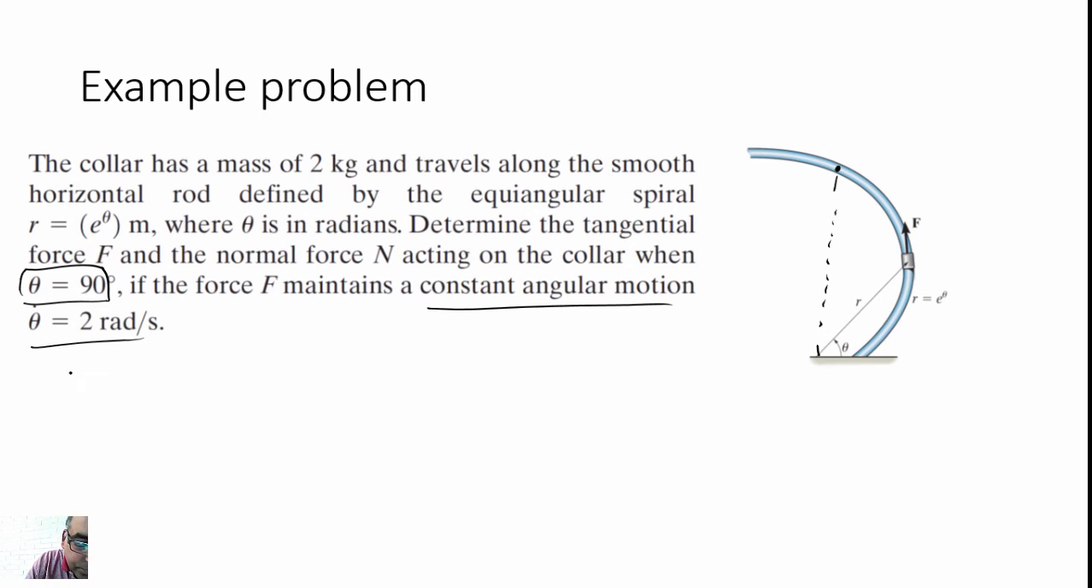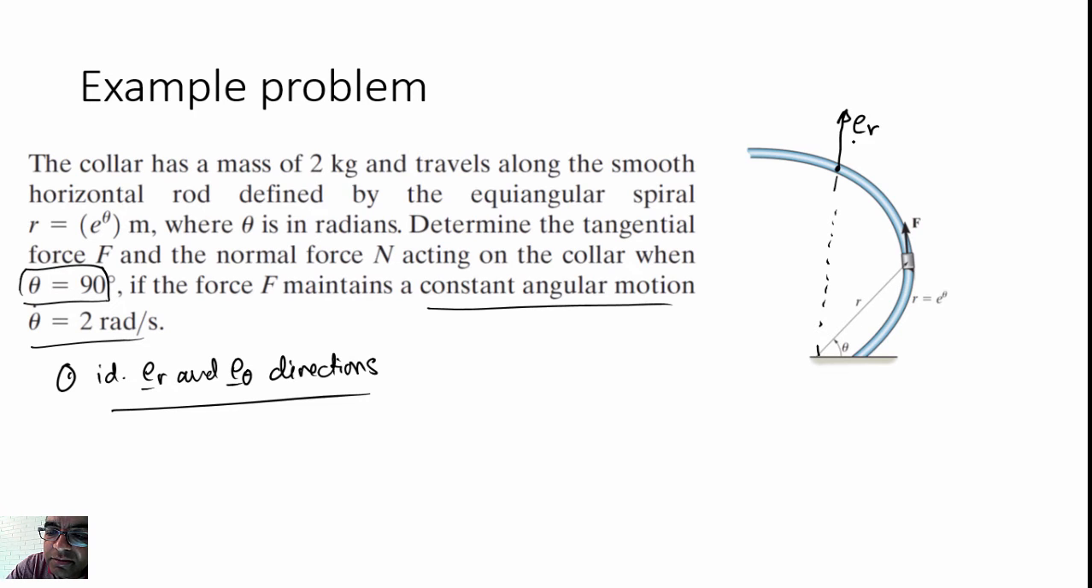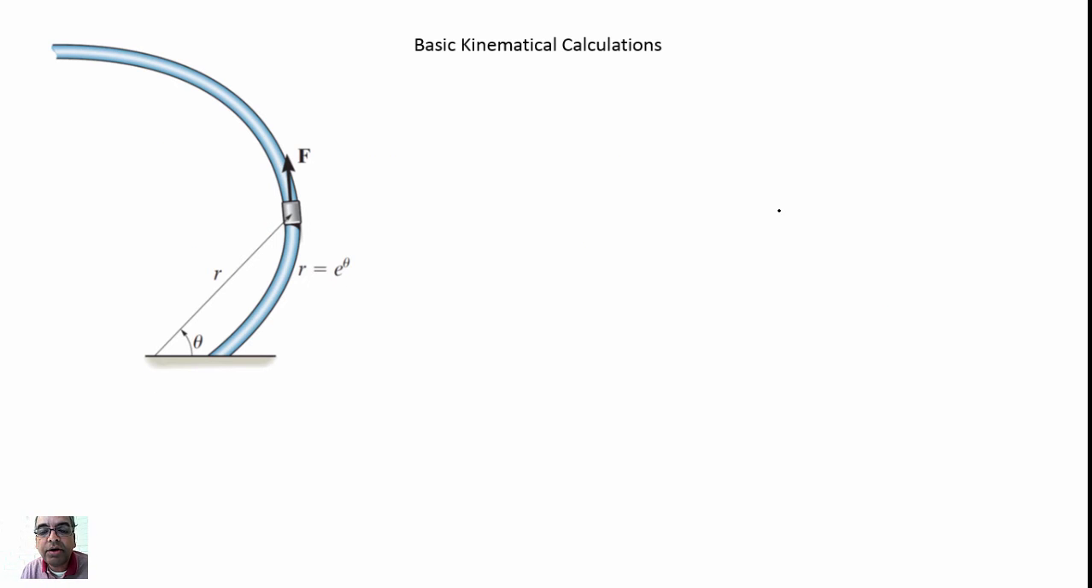So first thing to do, I'm going to go up here and I'm going to say ER is like this, theta is increasing this way, so E theta is like that. Can you see that? The next thing we are going to do is basic kinematical calculations. This is where we will need all our wits about us, because we got to do this right. So the way I'm going to do it, I'm going to write it as position, velocity, acceleration.